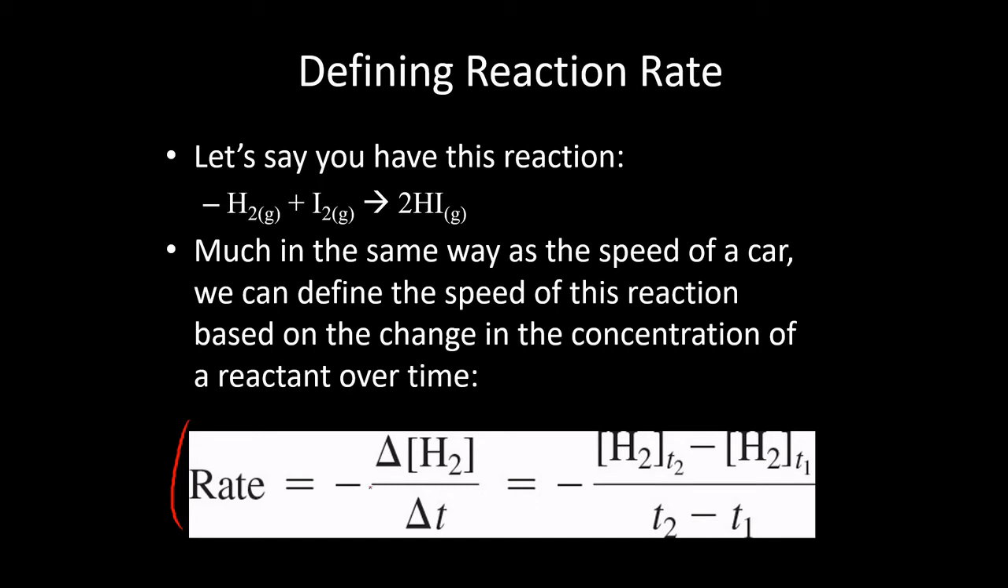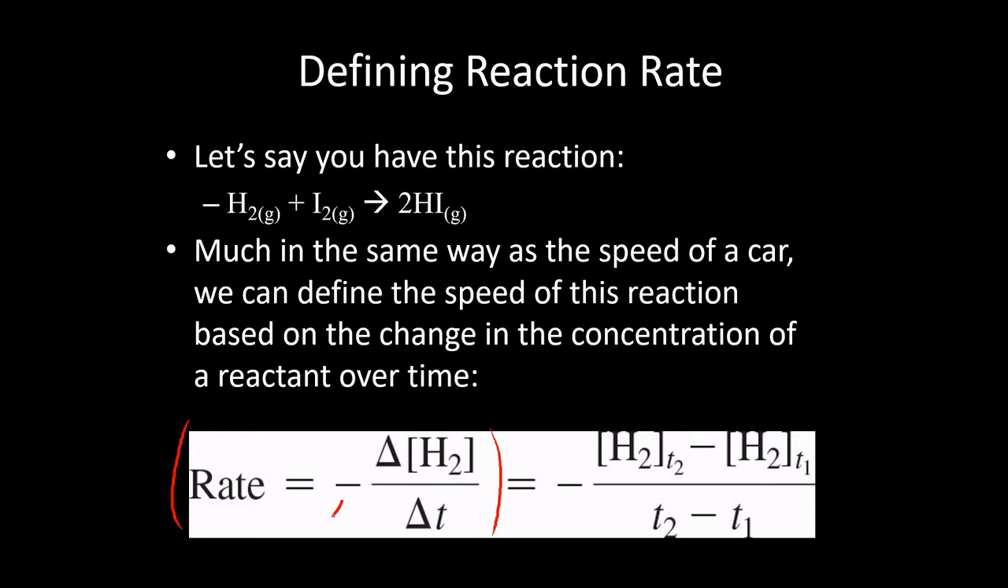So the rate, if we're going to mathematically define it, would look something like this. In the case of this particular reaction here, we have hydrogen gas and iodine gas coming together to make hydroiodic acid, HI. And so the rate could be described as the change in the concentration of H2 divided by the change in time. So how much does the concentration change in a certain period of time?